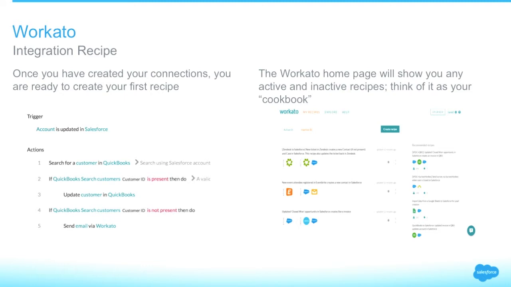So we create these actions. It's real time. It's on demand. And the information from Salesforce goes to QuickBooks in this example, or from QuickBooks back to Salesforce. And then you have your home page, which shows you all the recipes that you have.